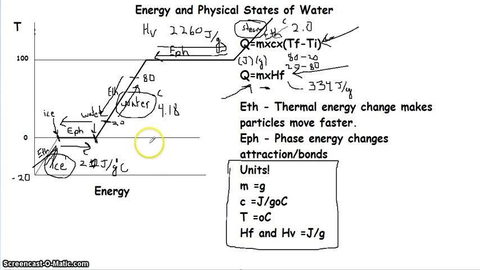So in a nutshell, when we do these problems, you're going to want to know where you start and where you end. The most complicated problem we'll ever get is if you start with negative degree ice, and then you melt it, and then you heat it up, and then you vaporize it, and then you heat up the steam. But that's the basics there of the phase changes of water and the energy involved.